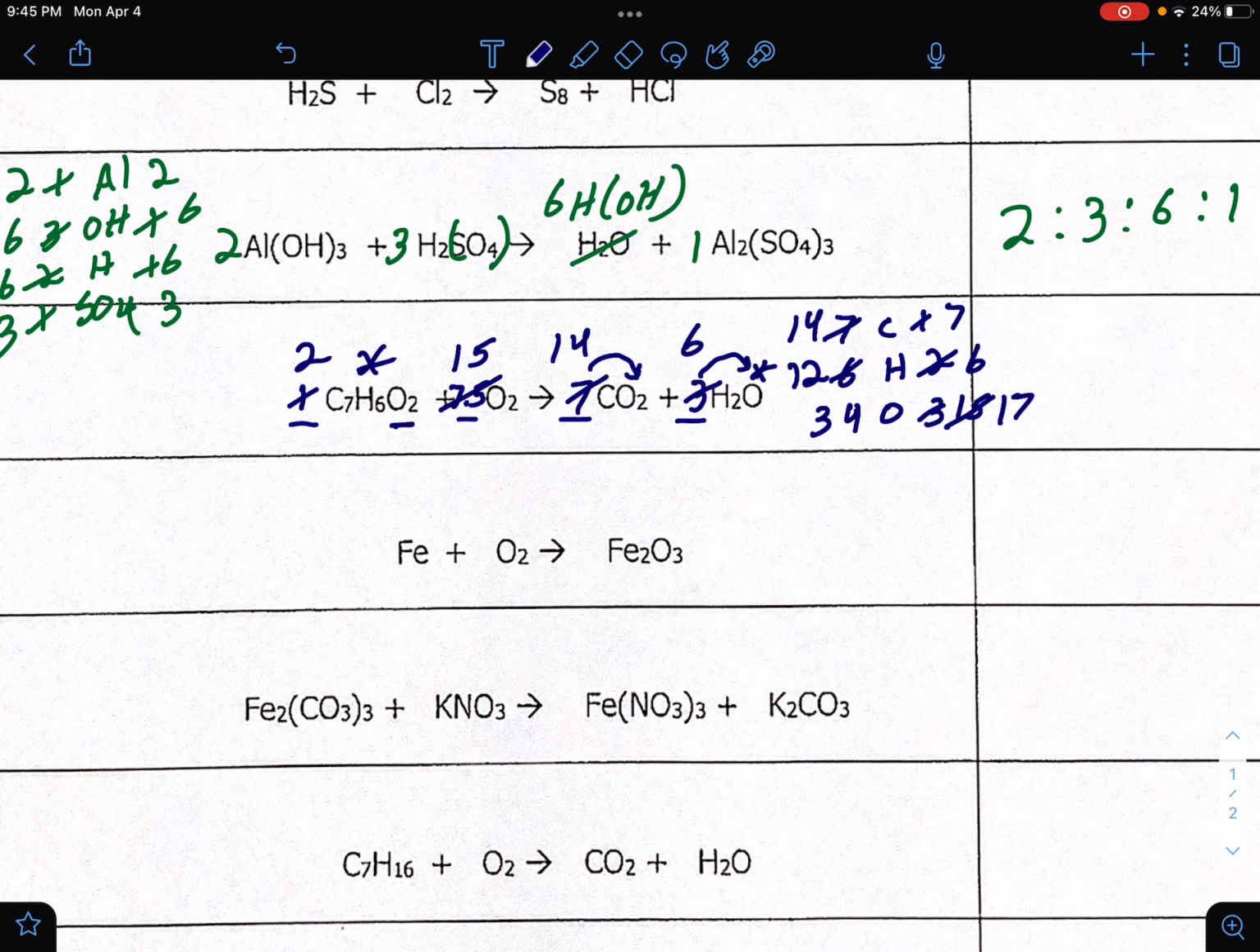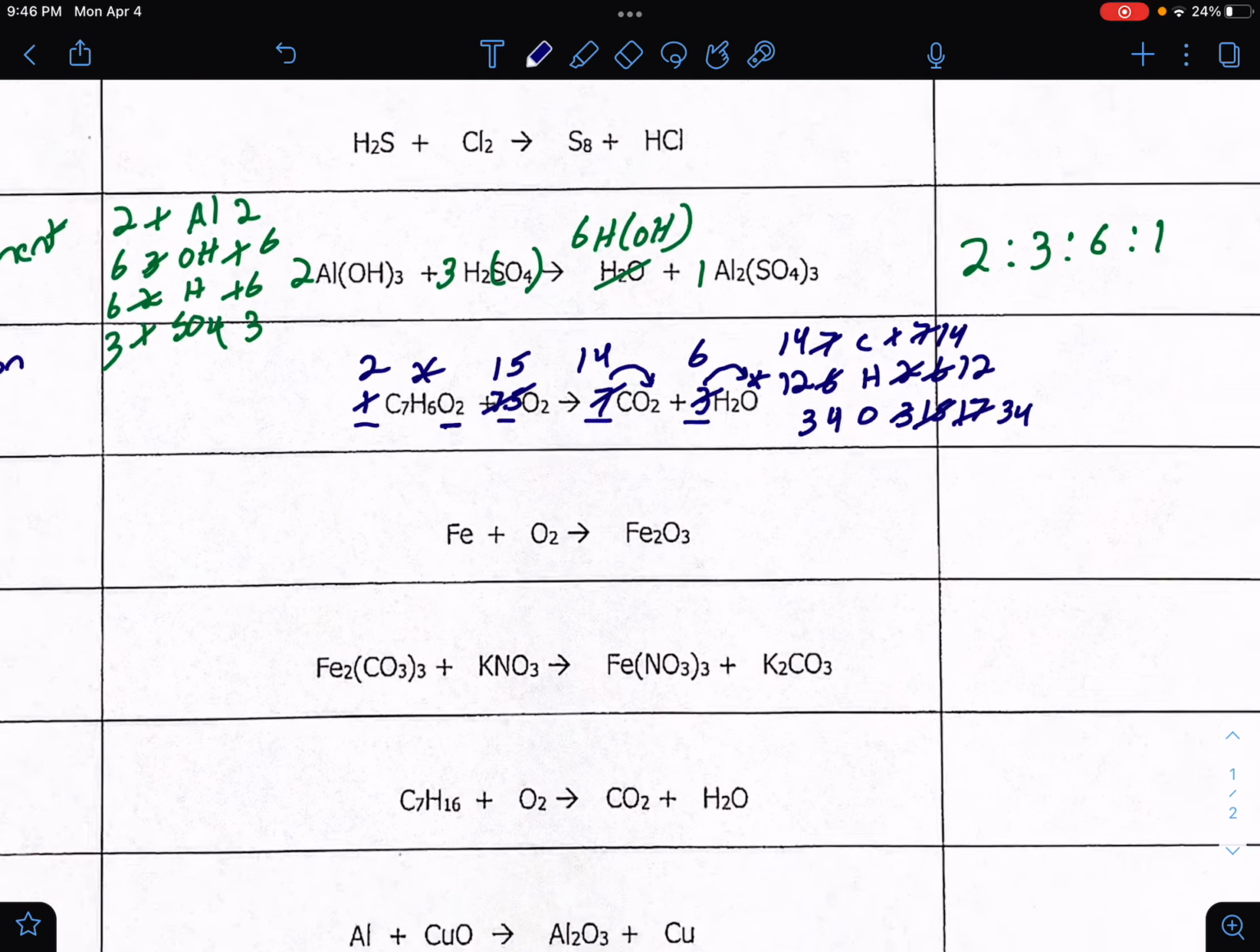Okay, so on the right side, let's check. So 14 times 1 carbon gives me 14, so that one's good. Now let's look at our oxygens. 14 times 2 is 28, and then 6 times 1 is 6, so 28 plus 6 gives me 34, so that one's good. And now let's look at our hydrogens. 6 times 2 gives me 12, so I have 12. So all my numbers match, so that means this one is done.